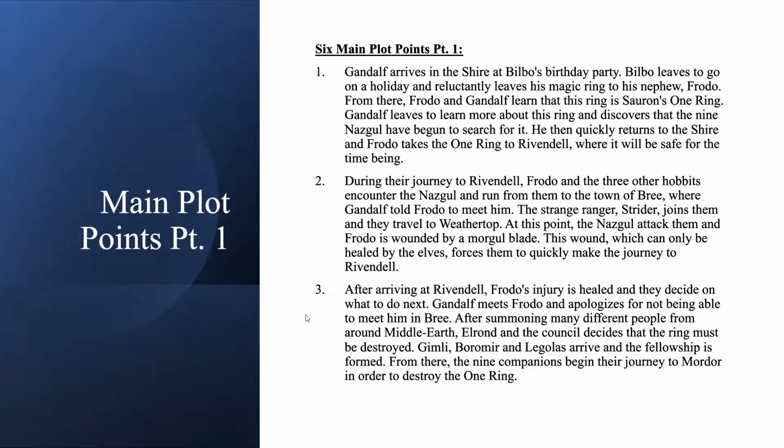The third point in the plot is that after arriving there, Frodo is healed, Gandalf arrives and apologizes for being late. And then Elrond, the Elf Lord, tells them of the situation and calls forth many different characters from the other parts of the world to discuss what should be done. Legolas and Boromir and Gimli arrive as well, and they form the Fellowship. They all volunteer to go destroy the One Ring.